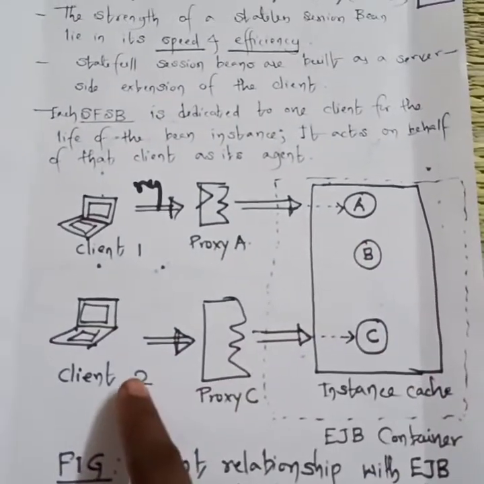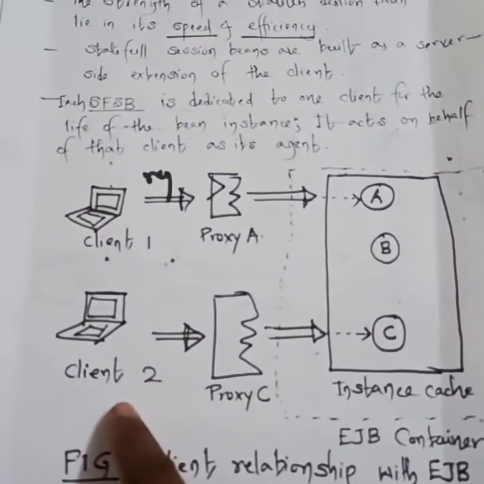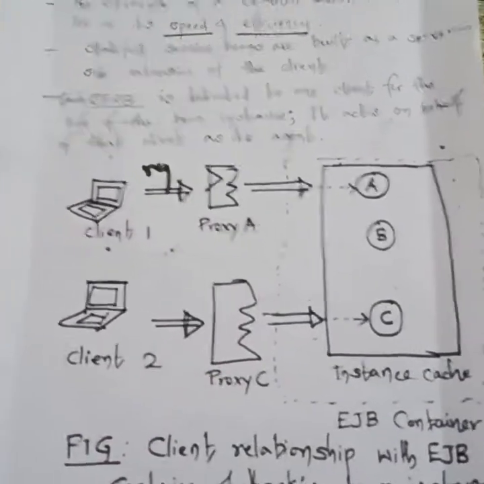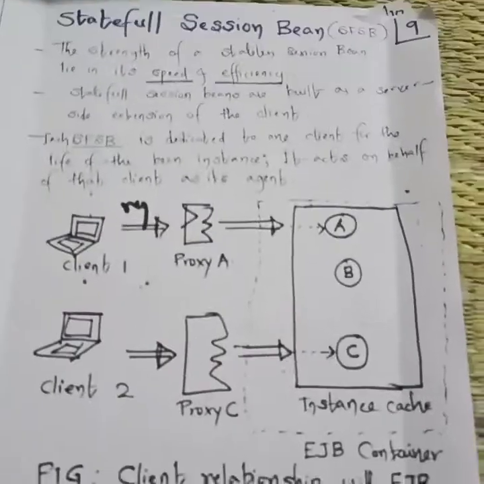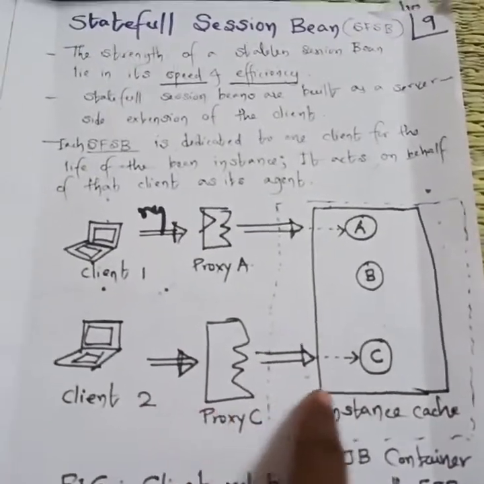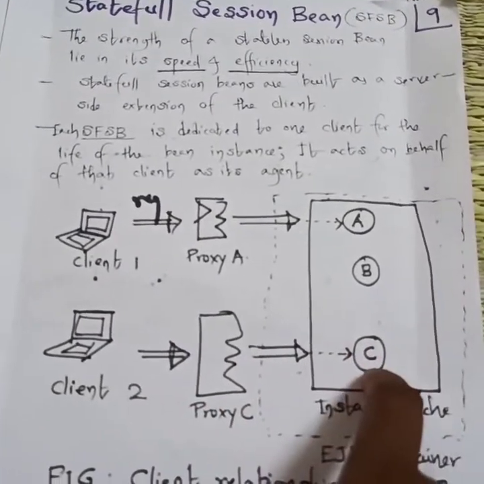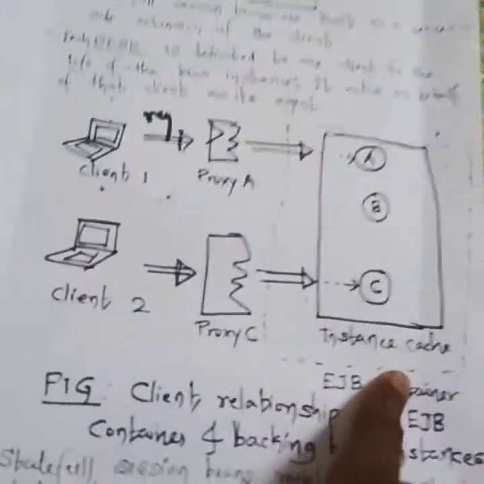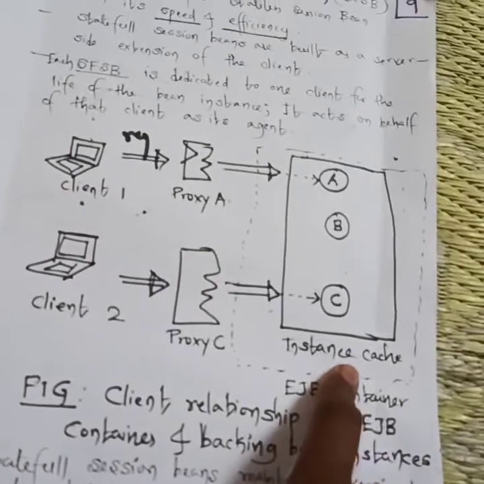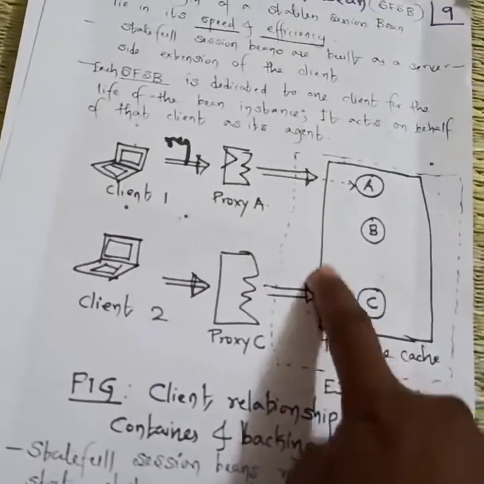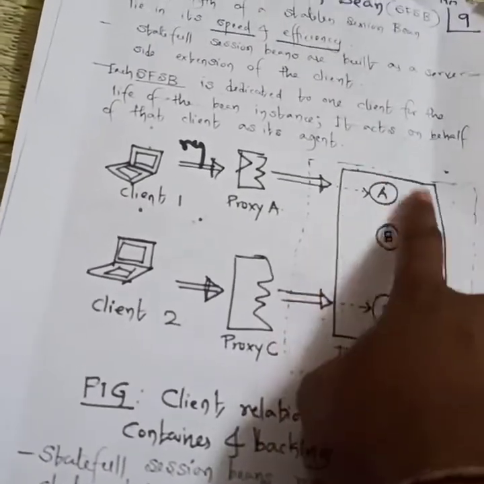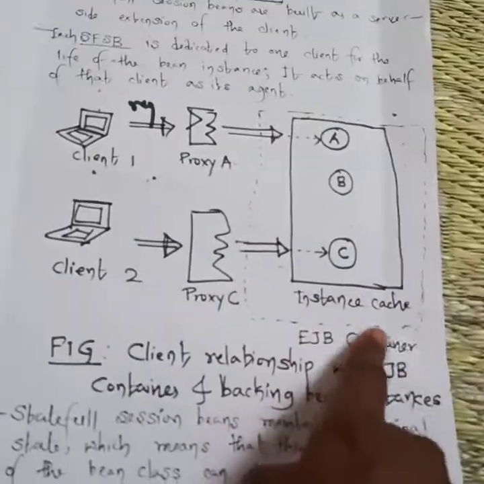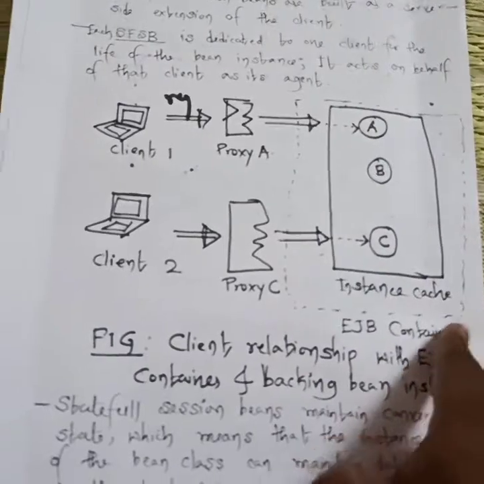Okay, next let us consider another client, client 2. Here you can see client 2 also making some kind of request, and this client 2 is served by instance variable C. This is called an instance cache, or you can call it an instance pool or an object pool. All the instances are stored in some space, and technically that space is called an instance cache.